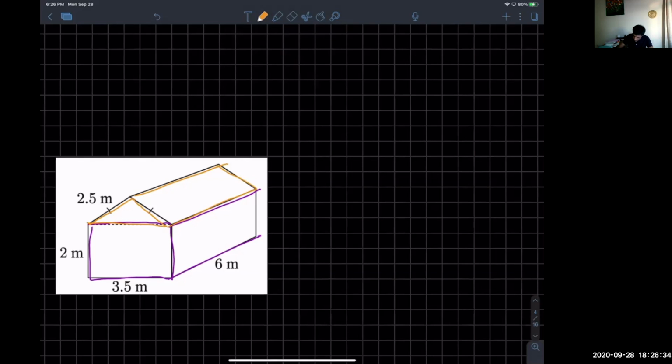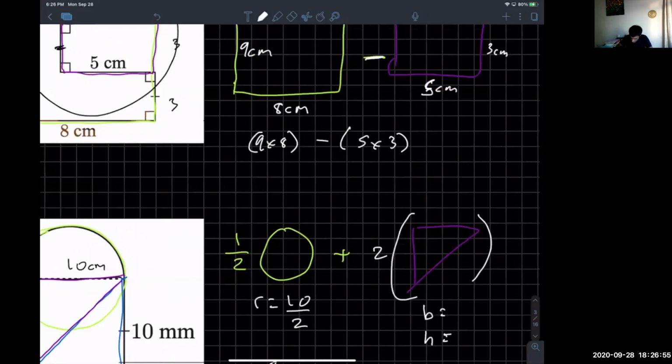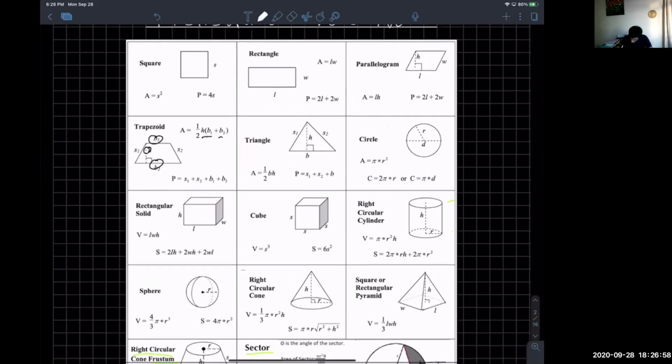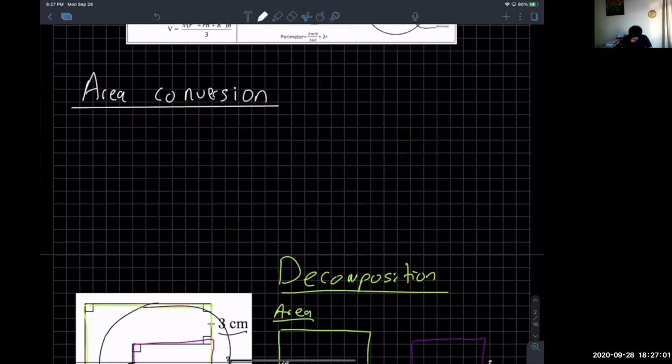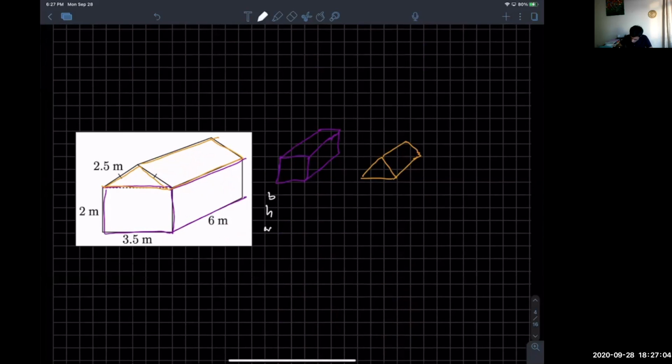Okay. So what do we need for a cuboid and a prism? What are the things that we need for cuboid? We need base, height, and width. And for prism, do we have prism up here? Let's take a look. We don't have prism. Okay, so it's just triangle times length. Sorry, it's base, height, length. Same thing here. Base, height, length, right? So length we know is 6 for both of them.